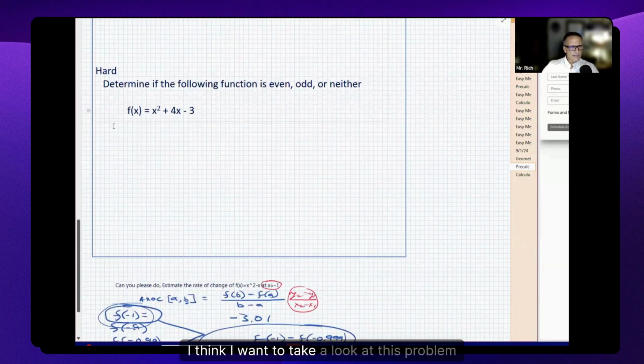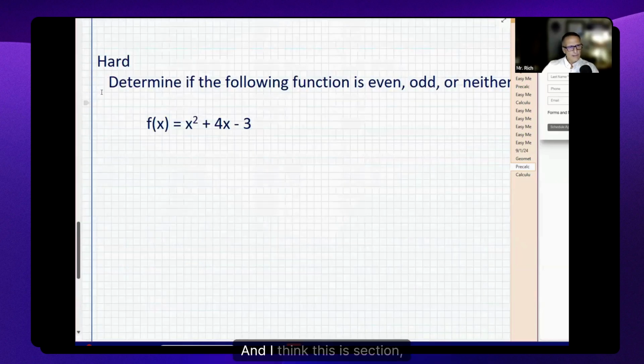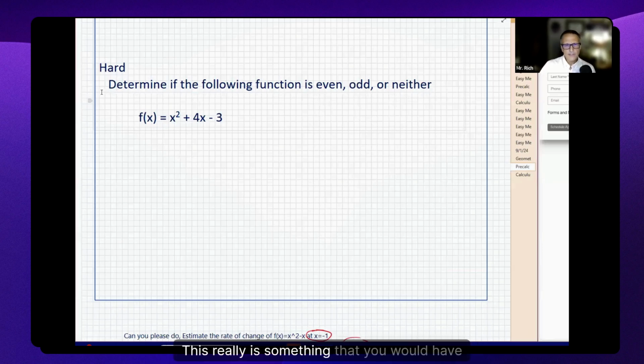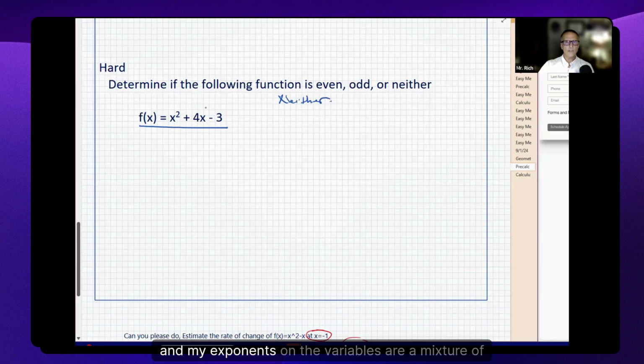All right, I think I want to take a look at this problem here. This comes from Unit 1 of AP Pre-Calc, and I think this is section or lesson 1.6. Determine if the following function is even, odd, or neither. This really is something that you would have learned back in Algebra 2, how to determine even, odd functions. Well, first off, I know that the answer to this is going to be neither, because if it's a polynomial, and it is, and my exponents on the variables are a mixture of even and odd numbers, it's going to be neither, right? I have an x to the 2 and an x to the 1, so it's neither even nor odd. Now, how would I show that it's neither?